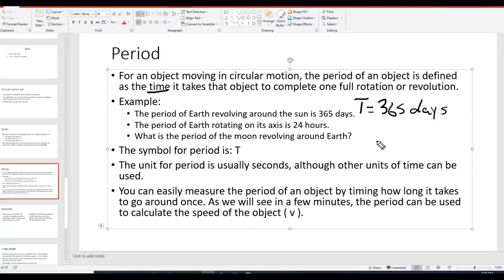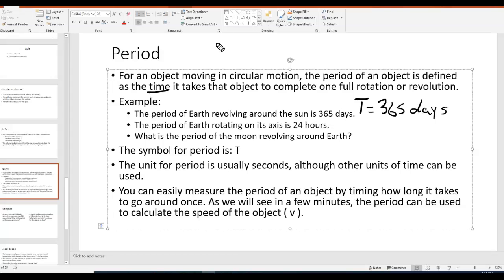Now, don't confuse that with lowercase t, which is just time. Now, the unit for period in calculations is seconds. Now, you can write period in other units like we did up here, but when you do calculations, the unit for period is seconds. Okay, now, why is this important?